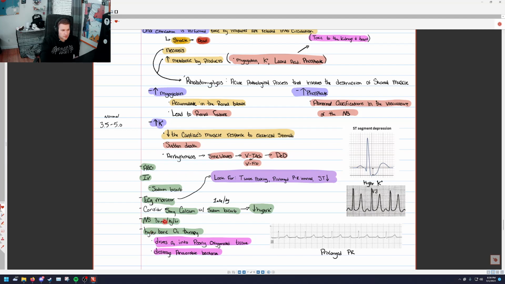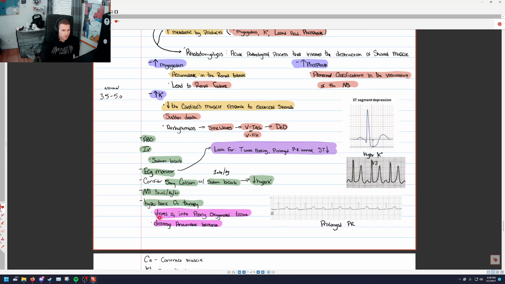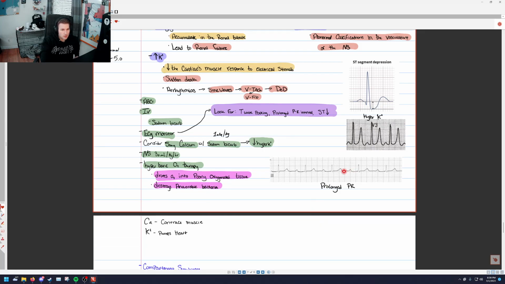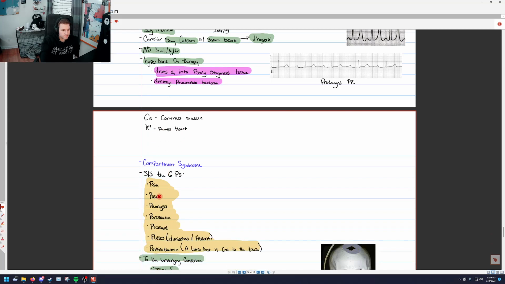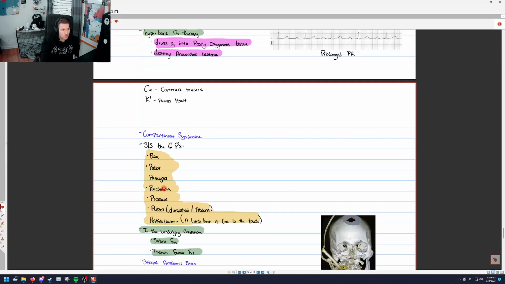Normal saline, don't worry about the 30 mils per kilo per hour. And a hyperbaric O2 chamber. This is going to drive O2 into poorly oxygenated tissue and destroy anaerobic bacteria. Look at this nice, pretty first degree. Calcium is in charge of contracting the muscle, and potassium pumps the heart and repolarizes.